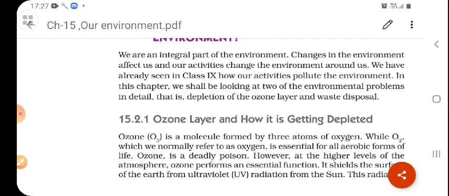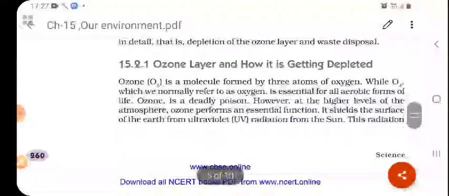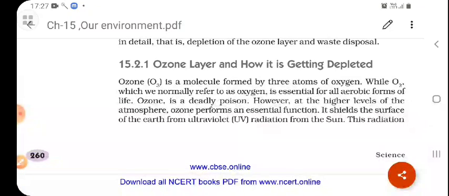The depletion of the ozone layer is a very big problem. Ozone is an oxygen molecule, okay, formed by three atoms of oxygen. And O2, which is normally referred to as oxygen, is essential for all aerobic forms of life. Ozone is a deadly poison, but at the higher levels of the atmosphere, ozone performs an essential function. What essential function does it perform? It shields the surface of the earth.